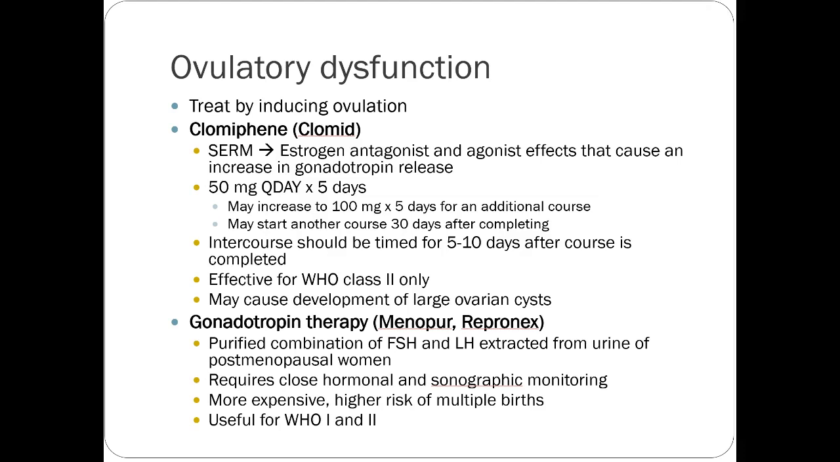So again, that one's a pretty basic, relatively inexpensive option. Gonadotropin therapy, Menopur or Repronex, is a purified combination of follicle stimulating hormone and luteinizing hormone. By nature of this product and the extraction method, it is a human hormone that's extracted from the urine of postmenopausal women. Because it's difficult to obtain and purify, it is quite expensive, as you might imagine. It does require some monitoring, but it could be useful for class 1 and class 2. It's going to cause basically the same effect as clomiphene, right? It's going to increase the hormones and hopefully induce ovulation.